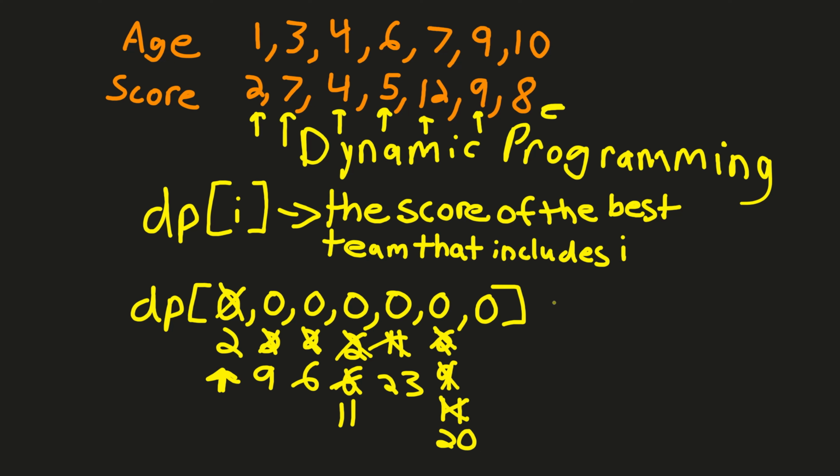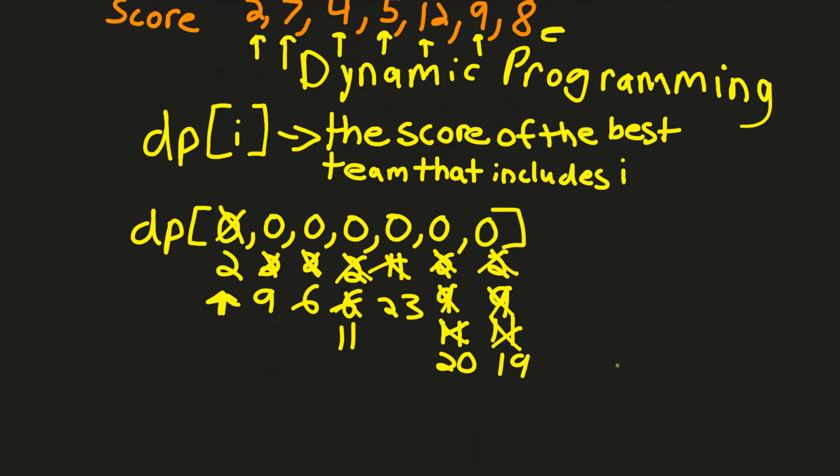Then we're going to look at 8. 2 is less than 8, so we can include that. So it's 2. 7 is less than 8, so instead we can consider the team who includes 7, so that's 9. 4 is less than 8, but the team that includes 4, their score is only 6, so we don't care about that. 5 is less than 8, and the team that includes 5, their score is 11, so we'll change that to 11. 12 is not less than 8. 9 is not less than 8. So that means we can add 8 to this, and that becomes 19. So the team that includes 8, their score is 19.